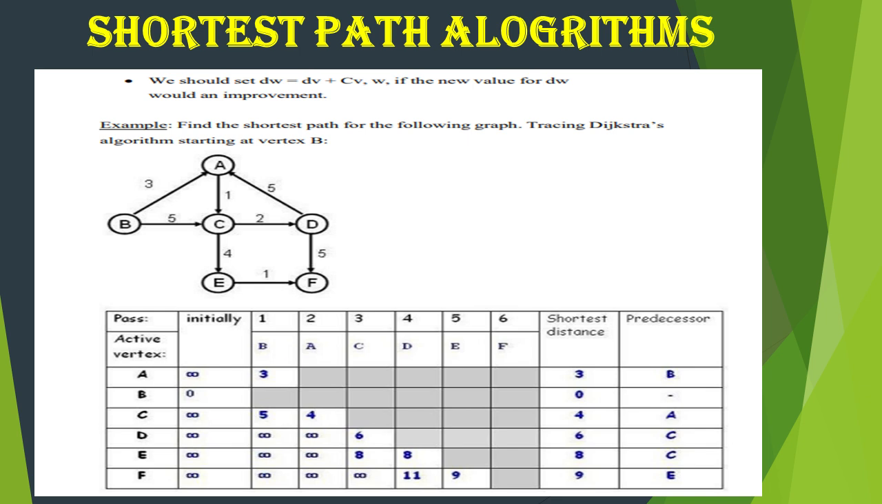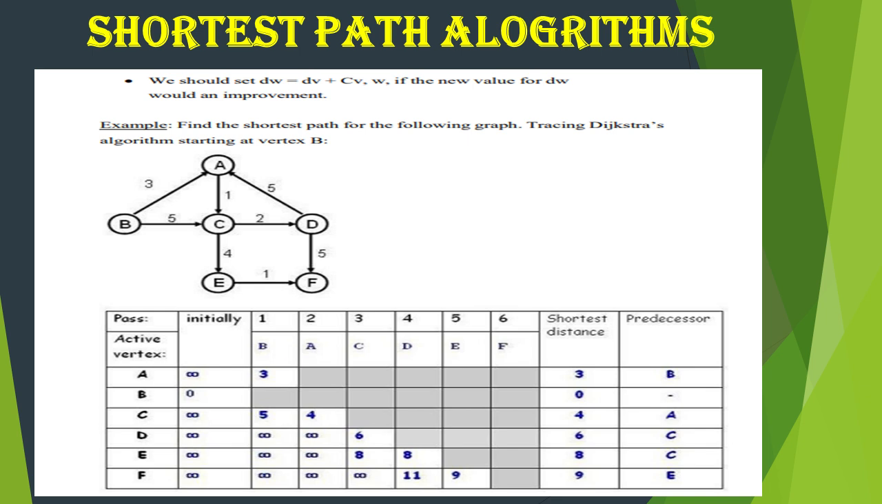Consider an example to find the shortest path for the following graph, tracing Dijkstra's algorithm starting at the vertex B. So here the start vertex is B. Consider this graph. We have to generate a table. The vertices are A, B, C, D, E, F. Initially, except the start vertex, all other vertices' distance is considered as infinity, which is unknown. We have to visit from the start vertex to all other vertices. The distance of the start vertex is always 0. For all other vertices except the start vertex, it is considered as infinity.